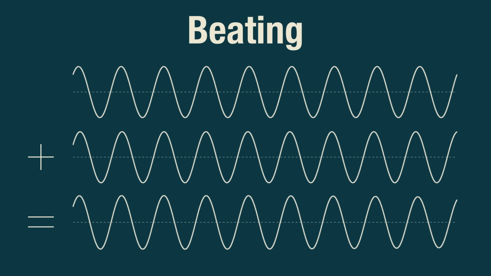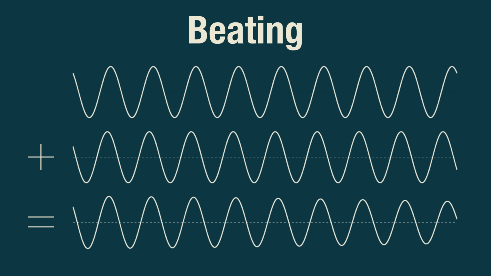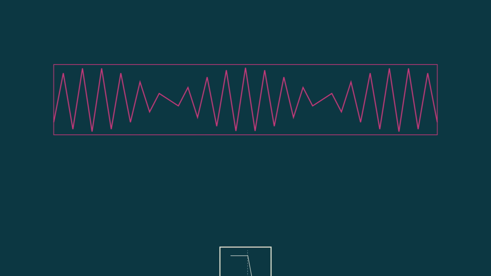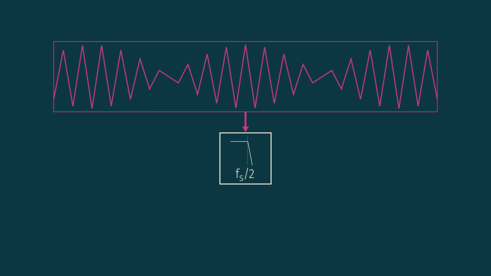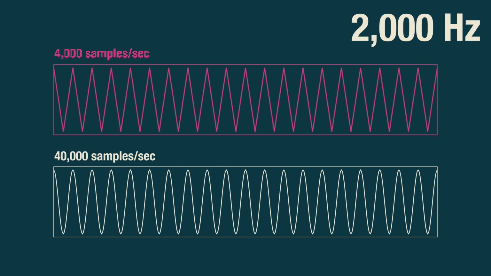This looks like beating, the wah-wah effect with two waves at close frequencies, but digital analog converters are smarter than this diagram. Any useful DAC applies a low-pass filter at Nyquist to reconstruct any peaks living between samples. It's called the reconstruction filter. In our case, it derives the white wave from the pink one. At 2 kHz, the pink and white waves both have 20 peaks.